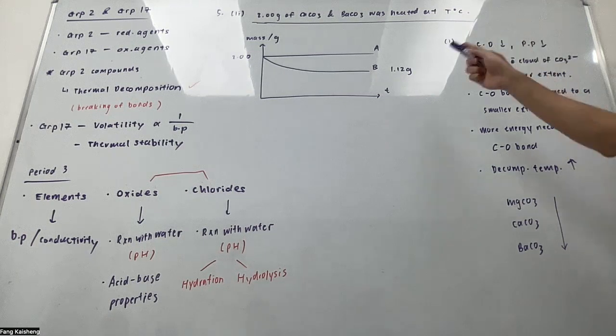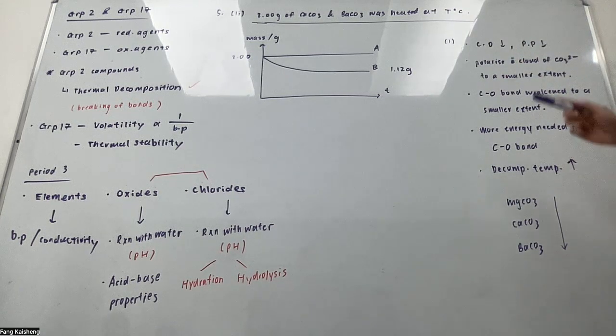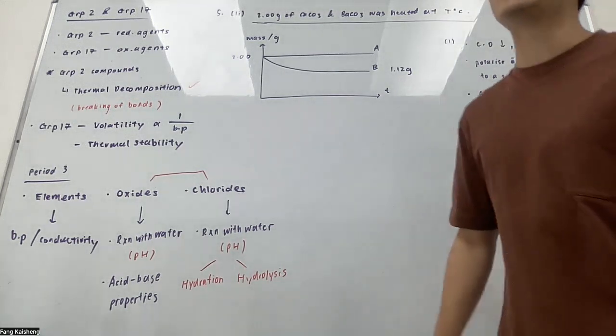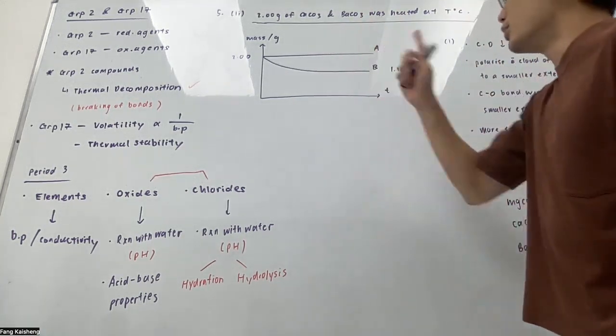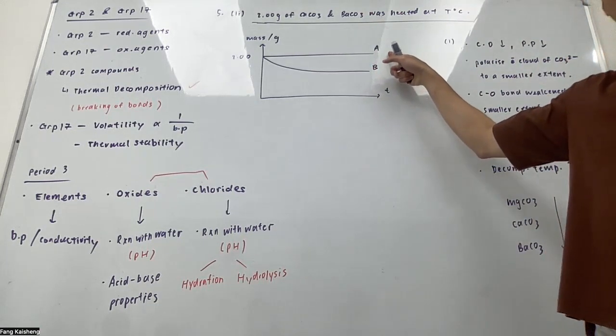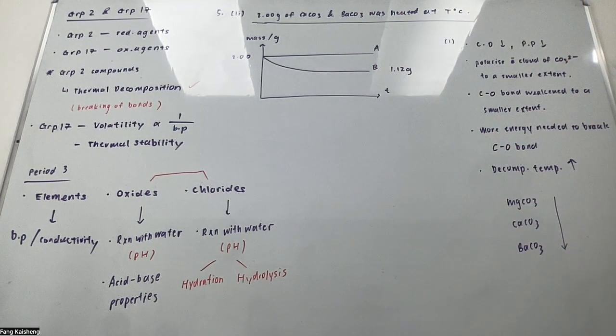Now, you take a look at this graph. They said you heat it at 3 degrees Celsius. I have no idea what this temperature is. But then, what do you notice about this graph? What does A imply? Is there any decomposition? No. Okay, but B, there is a decomposition. Guys, can you tell me why the mass drops?